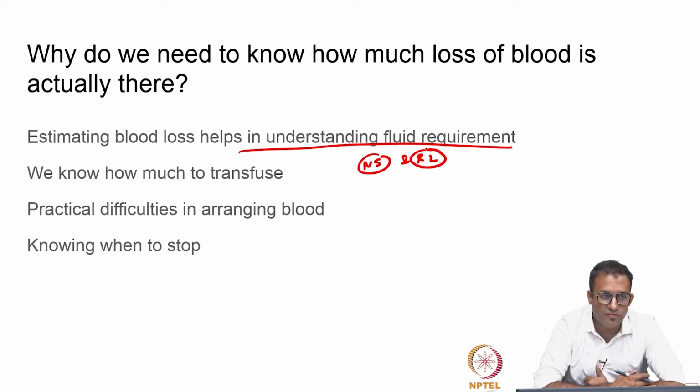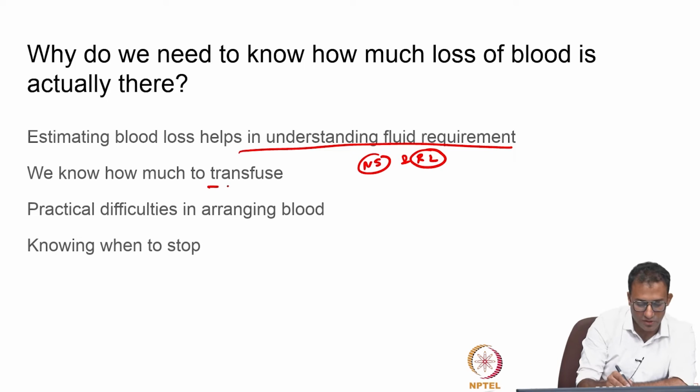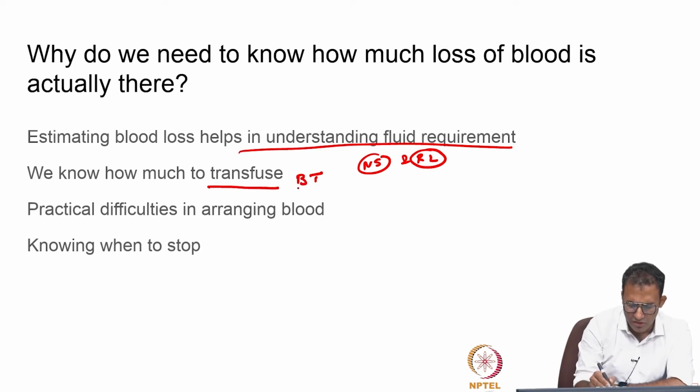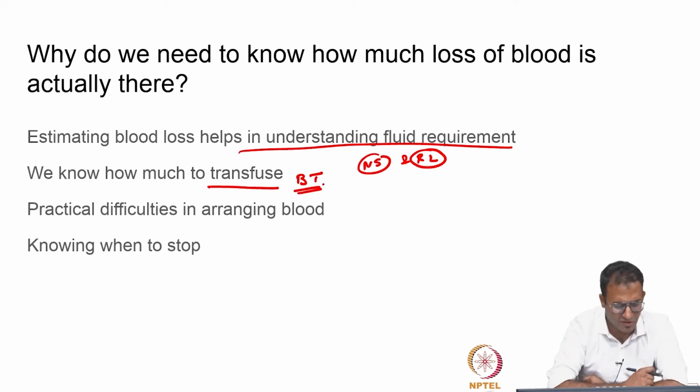But the best way of making sure you don't transfuse blood with minimal amounts of blood loss is to try to compensate them with fluids. But if a significant amount of blood loss has happened, the best way to do it is through blood transfusion, which in layman's terms or even in surgical terms is called BT.